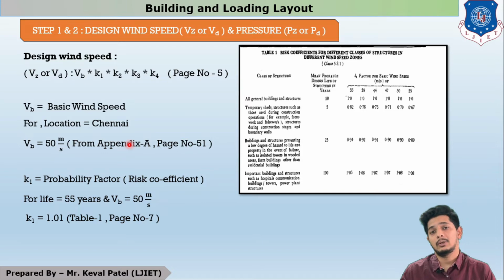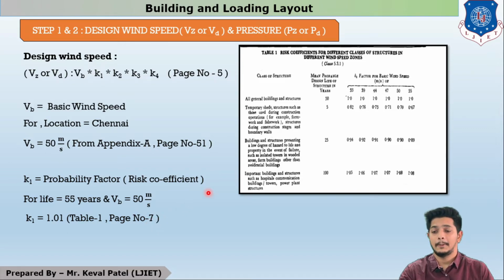Now, let us find out K1, K2, K3 and K4. For K1, we have to see table number 1, probability factor or risk coefficient. In table number 1, the mean probable design life period is given. From that we have to take 55 years. For 55 years there is nothing given, so we have to interpolate between 50 and 100. For 50, with wind speed 50 and design life span 50, it is 1. And for 100 in the wind speed zone 50 meter per second, it is given as 1.08. So interpolating for 55 years, I am getting K1 as 1.01.